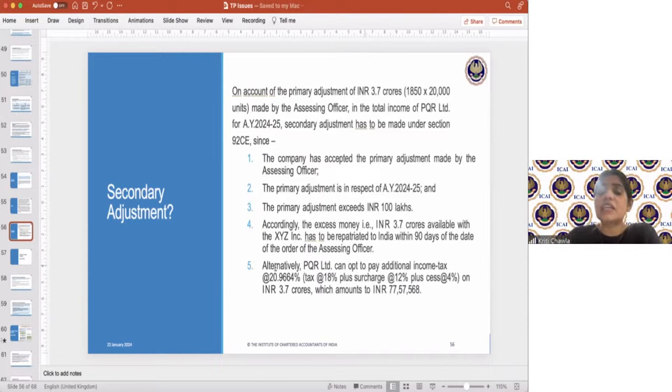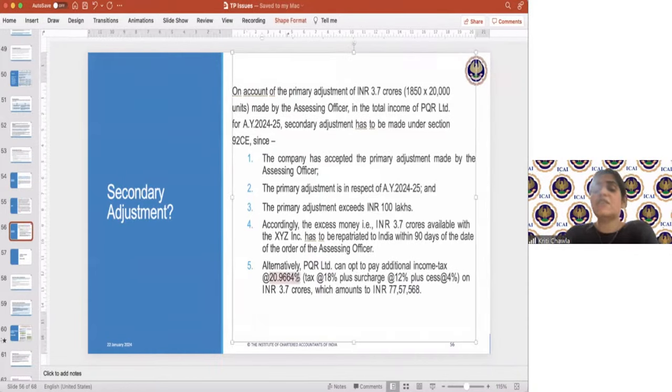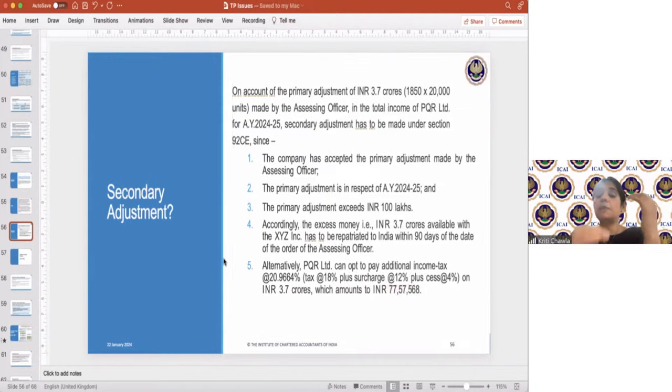What is the additional income tax? Well, the additional income tax will be 20.964%, which is 18% tax, 12% surcharge, and 4% cess, which will come to 77,57,568 rupees. So if you don't want to repatriate this amount, then you have to pay an additional income tax of this, and no deduction under the Income Tax Act will be allowed for this particular amount. So it just depends.